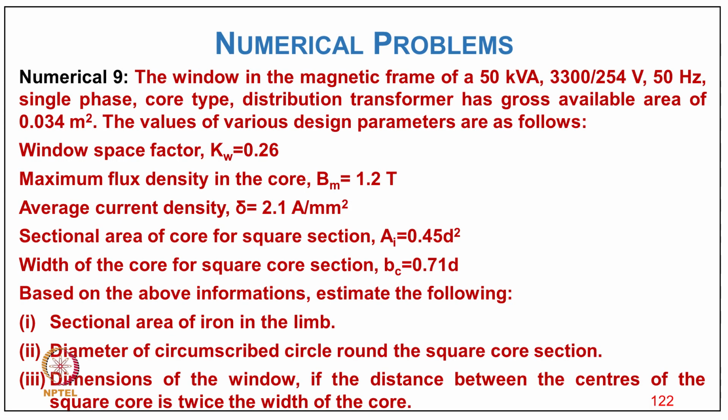Now coming to numerical problem 9. The window in the magnetic frame of a 50 kVA, 3.3 kV, 254 volt, 50 hertz single phase core type distribution transformer has a gross area available of 0.034 meter square. The values of various design parameters are as follows: window space factor Kw equal to 0.26, maximum flux density in the core Bm equal to 1.2 Tesla, average current density equal to 2.1 ampere per millimeter square, sectional area of the core for square section AI equal to 0.45 d square, and width of the core for square section BC equal to 0.71 d. Based on the above information, estimate the following: section area of the iron in the limb and diameter of the circle around the square cross section area, and dimension of the window if the distance between the centers of the limbs is twice the width of the core.